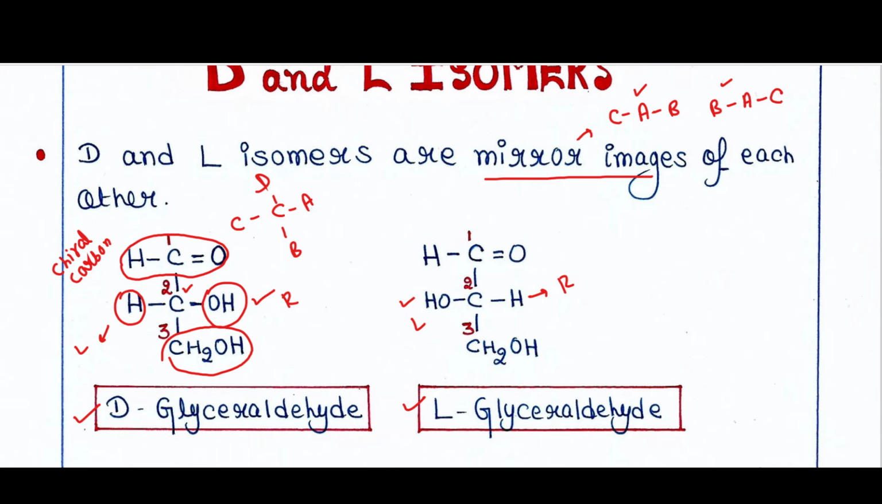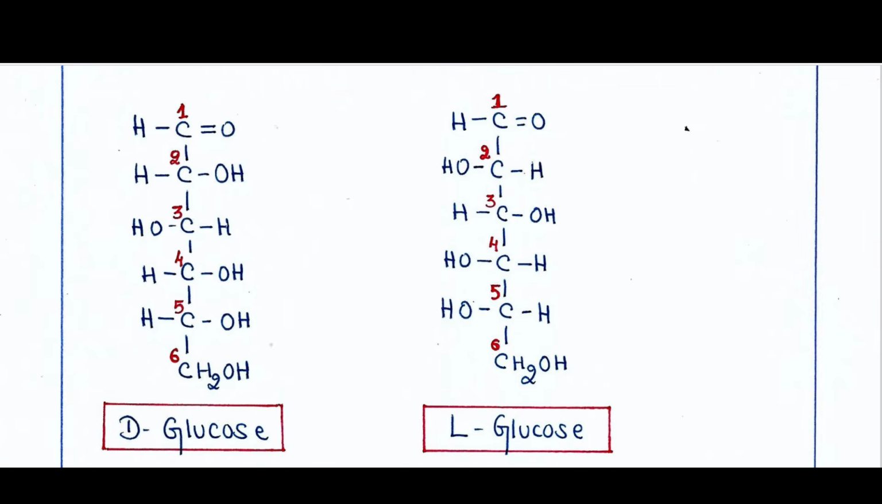Okay, let's see another very famous example, glucose: D-glucose and L-glucose. Again, first you find out the chiral carbons. We can see that carbon number 2, 3, 4 and 5 are chiral carbons. Carbon number 1 and carbon number 6 are not chiral carbons, because carbons 2, 3, 4 and 5 all have four different groups attached to them.